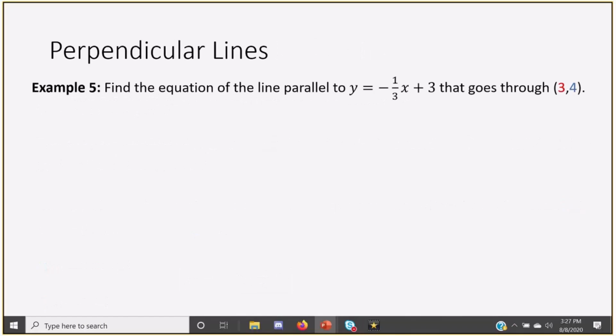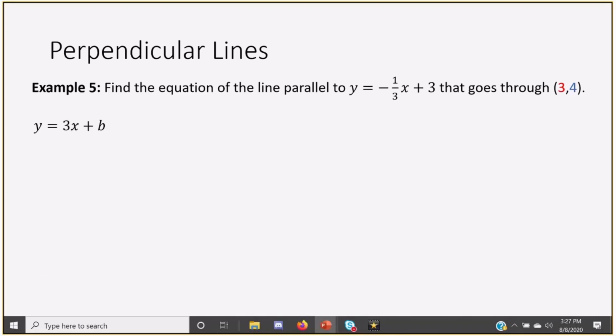Finally, perpendicular lines, very similar concept. We just have to do a little bit more work initially to figure out what our slope of our perpendicular line is going to be. So if I was asked to find a parallel line to this equation, I would just say, okay, my slope is negative 1/3. I'm going to go through the process I saw on my last slide by plugging in my 3 comma 4. But I'm not going to do that. This question is poorly phrased. This question should say I want to find a line perpendicular, so that's a typo. I want to find a line perpendicular to y is equal to negative 1/3 x plus 3.